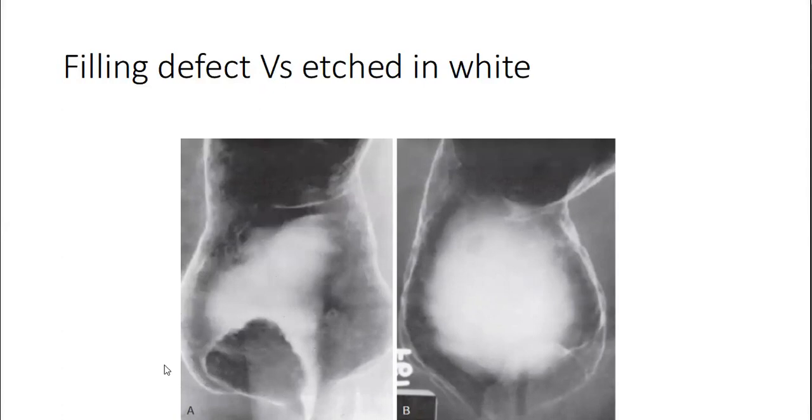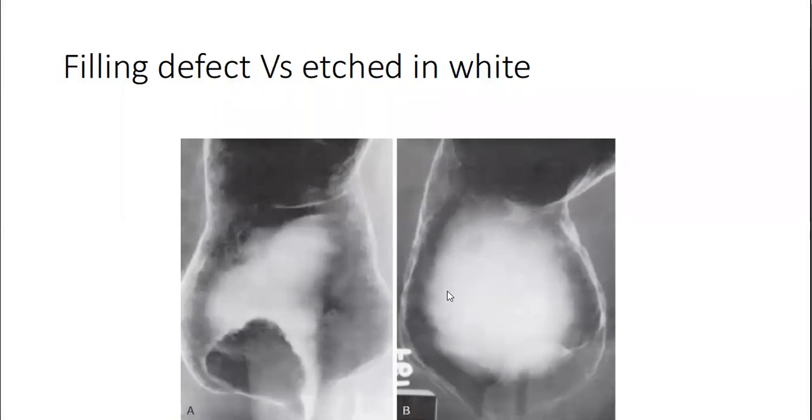So we have to identify whether it is a dependent or a non-dependent surface. So there is a barium pool and there is a filling defect here. The same lesion, once the patient is turned to prone position, we can see the barium pool here. So now the barium pool is anterior because the patient is in prone position.